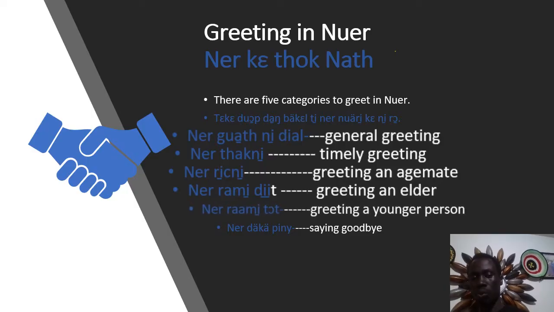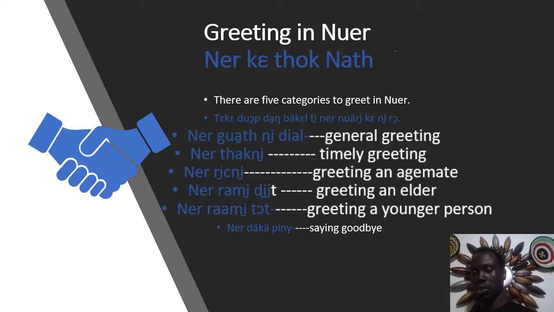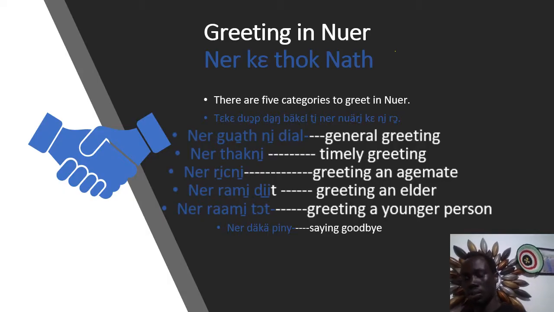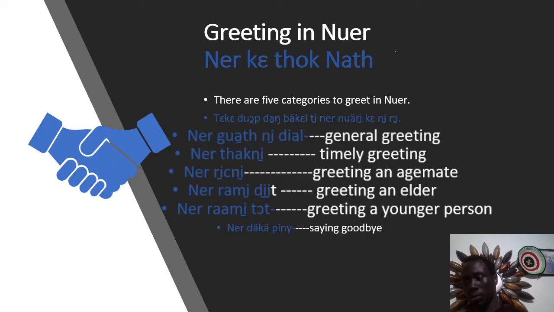Now the sixth way is the reverse of the fourth one. So this is ner ramitot. This is now an elder person greeting a younger person. So how does an elder person or an older person greet a younger person? So we are also going to learn this. This also has been categorized into 2. An elder person greeting a female younger person or a male younger person. These are different ways too.